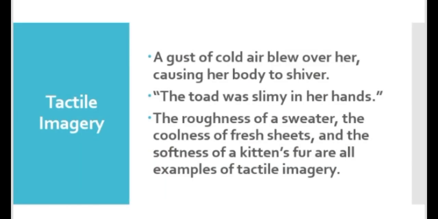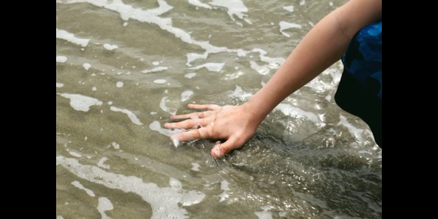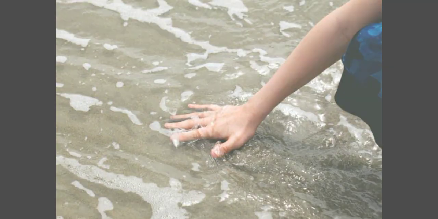There are also several examples of tactile imagery. For example, a gust of cold air blew over her, causing her body to shiver. Example from literature: the toad was slimy in her hands. The roughness of a sweater, the coolness of fresh sheets, and the softness of a kitten's fur are all examples of tactile imagery. This is the picture related to tactile imagery.